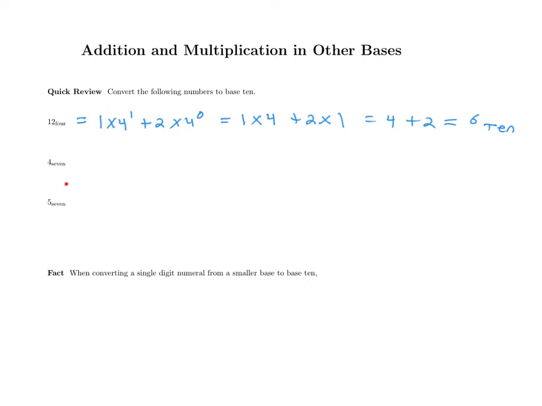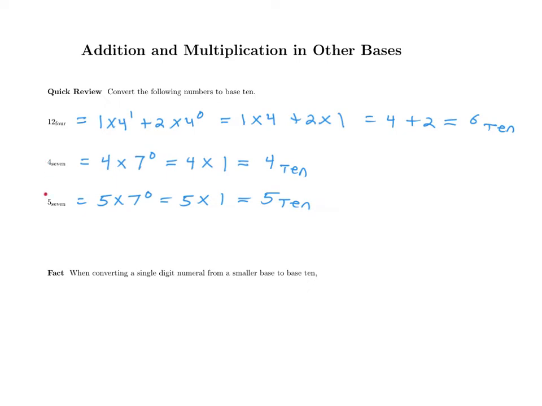I'll start with this one here. 4 base 7, well, this 4 is in the 1's place, so I could write that as the digit 4 times 7 to the 0, which is really 4 times 1, and you get 4, which is 4 base 10. If we do the same thing for 5 base 7, it'll be very similar to this. The 5 is in the 1's place, so this is 5 times 7 to the 0, which is 5 times 1, or simply 5 base 10. Here is the observation that you can make.